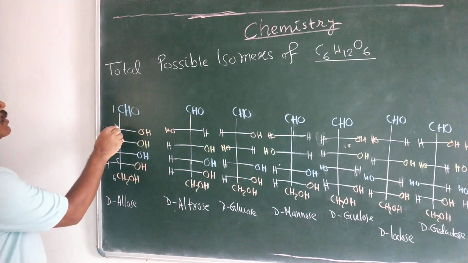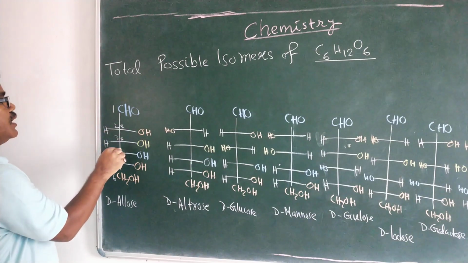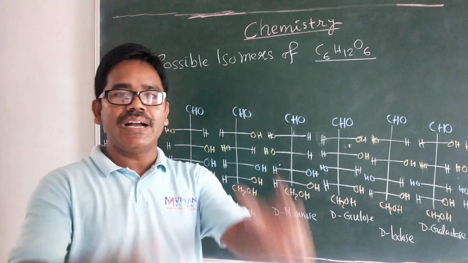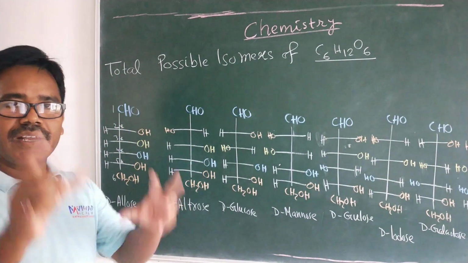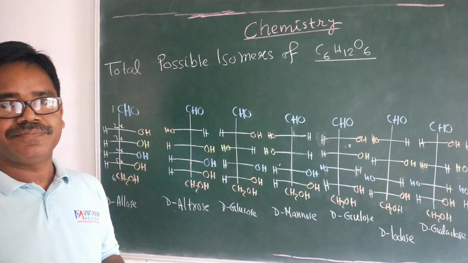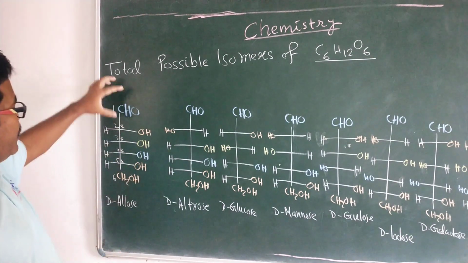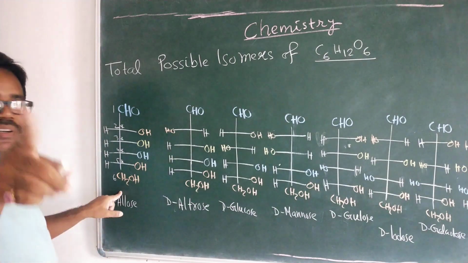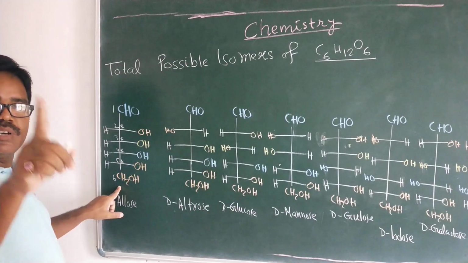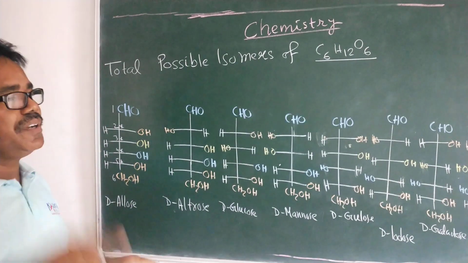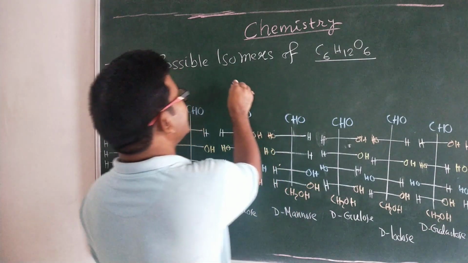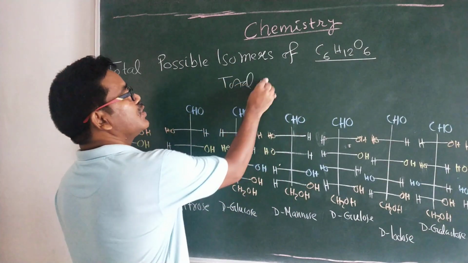Only carbon number 2, carbon number 3 and carbon number 4 differ. Which are the chiral carbons? What is a chiral carbon? A carbon attached to 4 different groups. This molecule is unsymmetrical. Why unsymmetrical? Because position number 1 and position number 6 are different. That's unsymmetrical.